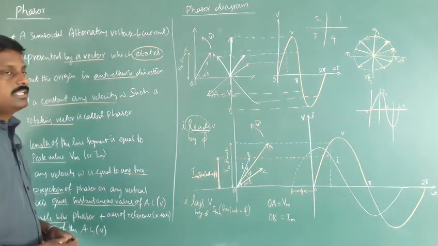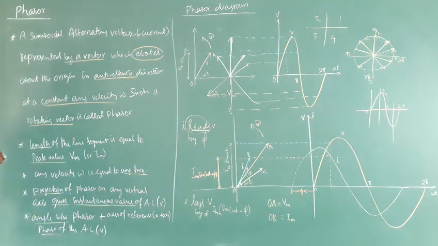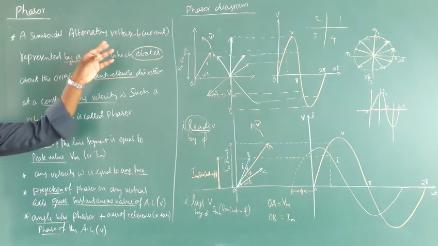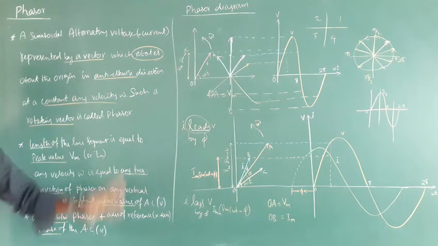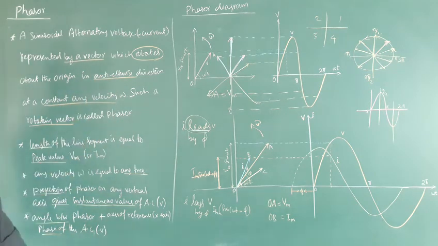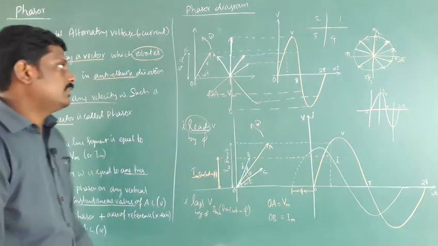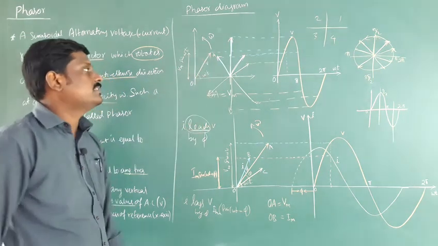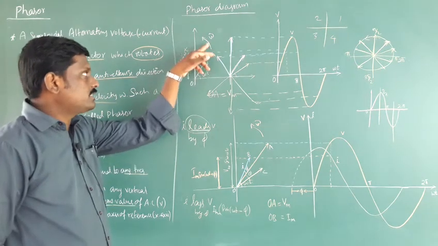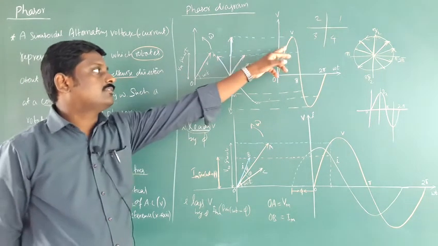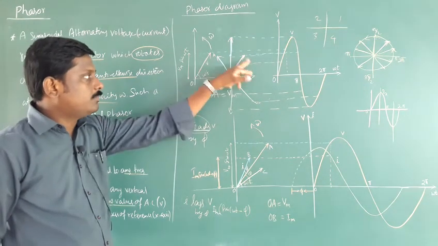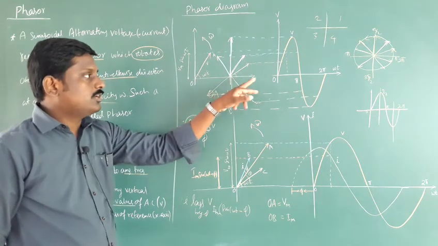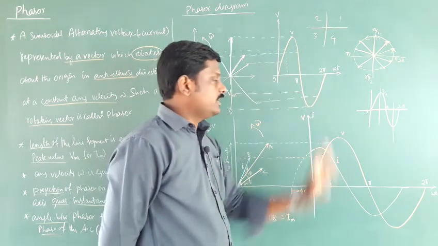In this class we have discussed the phasor. A phasor is a rotating vector. It represents a sinusoidal alternating voltage or current which rotates in the anticlockwise direction with angular velocity omega. The length of the line segment is the length of the phasor. As the phasor rotates anticlockwise, it represents the value of voltage or current at that instant. One complete rotation gives one complete cycle of the alternating voltage or current.